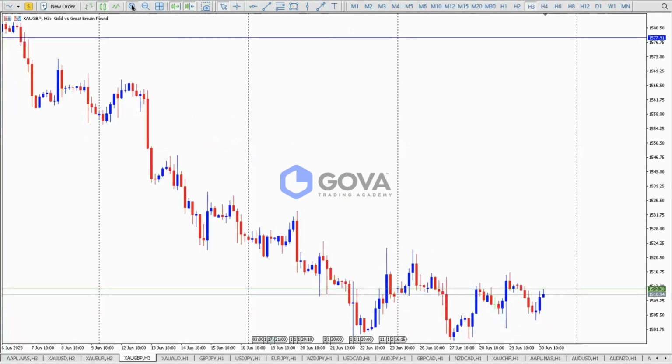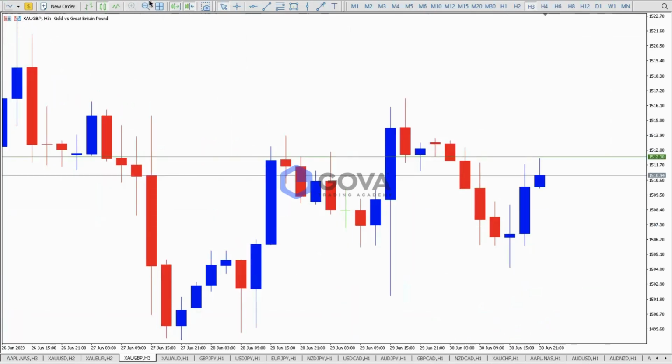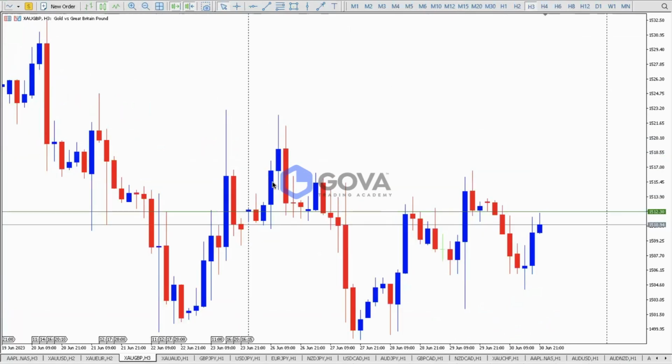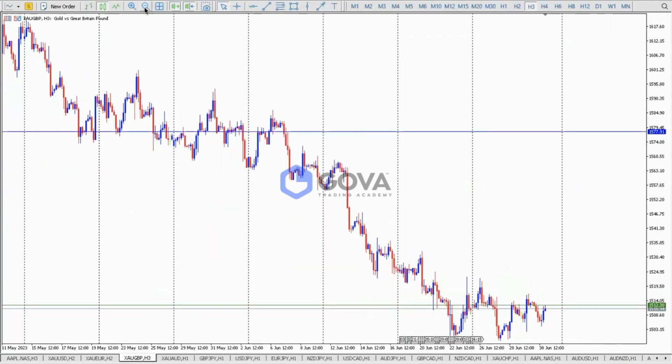So let me zoom it out so that you can see where I mark it. You can see I mark it exactly at the opening of this candle. I mark my weekly EQ at the opening of that candle. Okay. So let me zoom my chart back in.